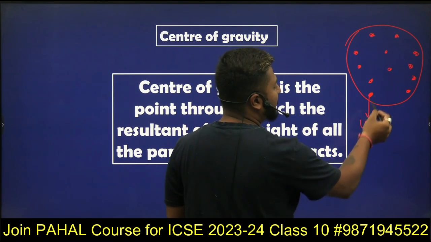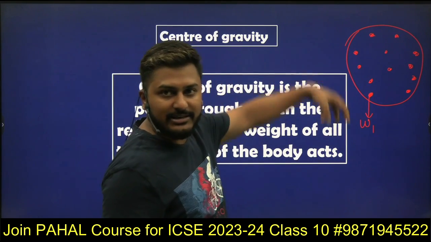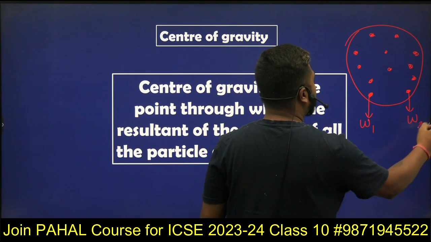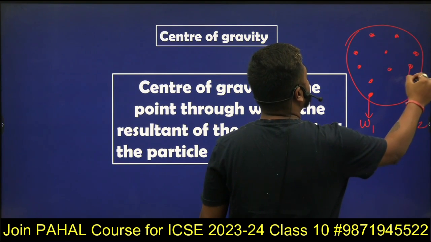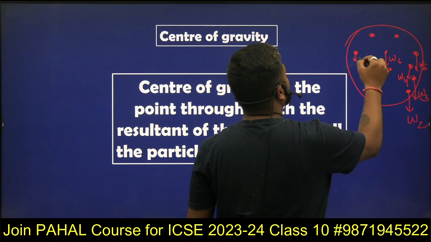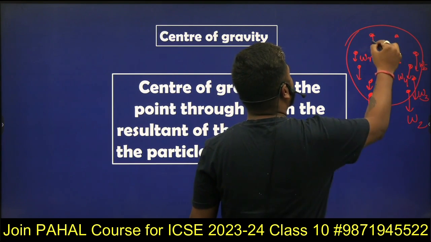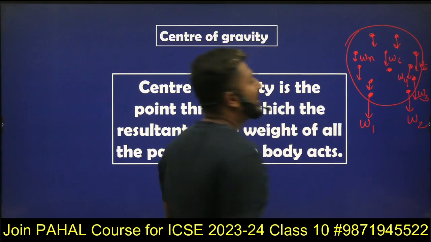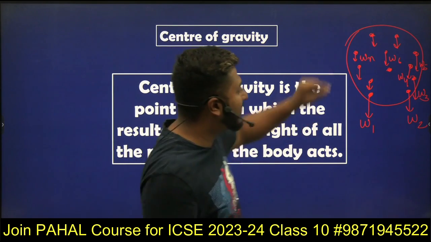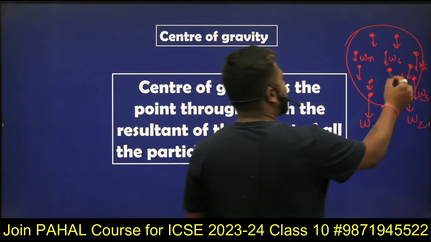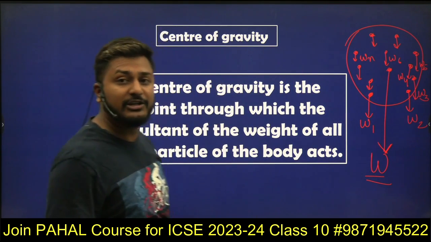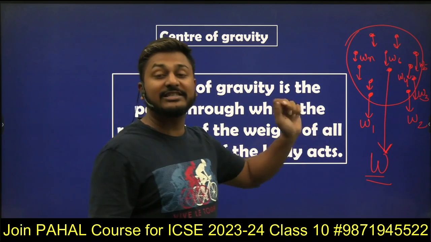This particle, the first particle, is attracted towards the earth. Let's say the weight of this particle is W1. Similarly, the weight of this particle is W2. This is W3. This is W4. This is W5 and so on, Wn. So each and every particle will be attracted by the earth. Now if we algebraically add all the weights of each and every particle of this body, then the algebraic sum will give us the center of gravity.